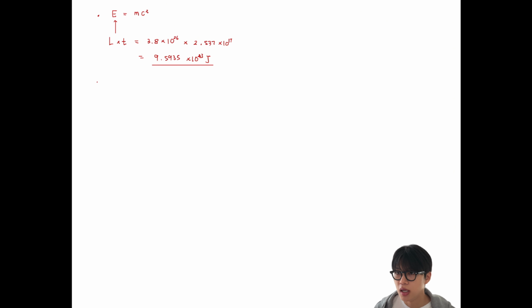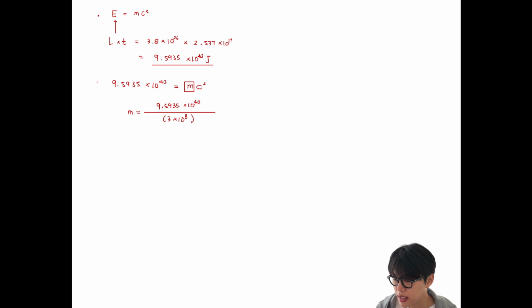Okay, using this number, we can say E equals mc squared. So 9.5935 times 10 to the 43 equals mc squared, right? Here m is the mass defect, which in this case is the mass lost by the sun during this time. We just divide it by c squared. So m equals this number divided by c squared, which is 3 times 10 to the 8, squared. That should equal 1.067 times 10 to the 27 kilograms.